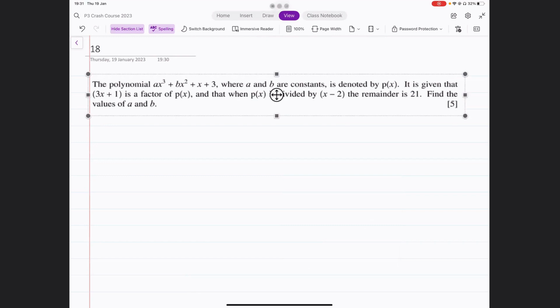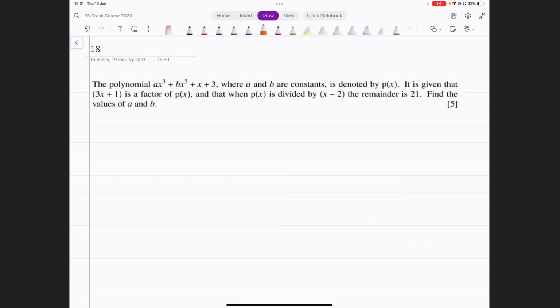All right. So we have this polynomial ax cubed plus bx squared plus x plus 3, where a and b are constants. It's denoted by p of x. It's given that 3x plus 1 is a factor of p of x, and that when p of x is divided by x minus 2, the remainder is 21. We need to find the values of a and b.